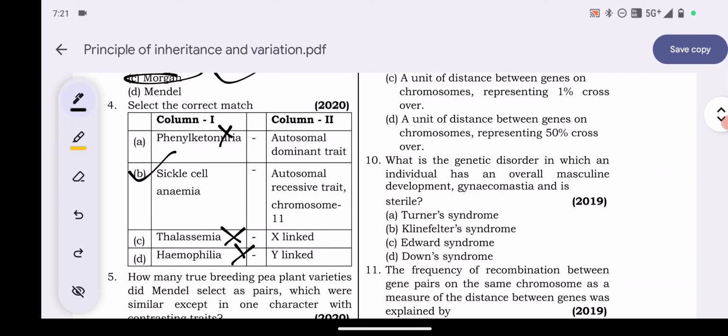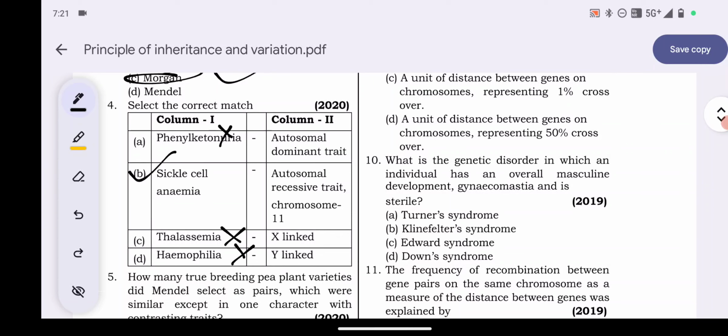Explanation: one map unit is equivalent to 1% crossing over. Map unit is used to measure genetic distance. This genetic distance is based on average number of crossover frequency. So option C is your answer.